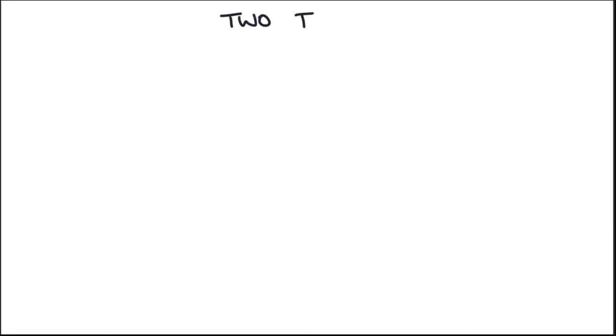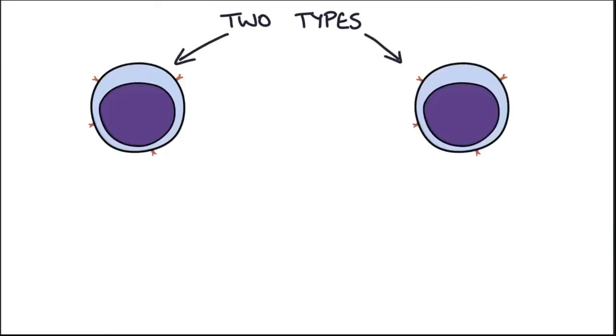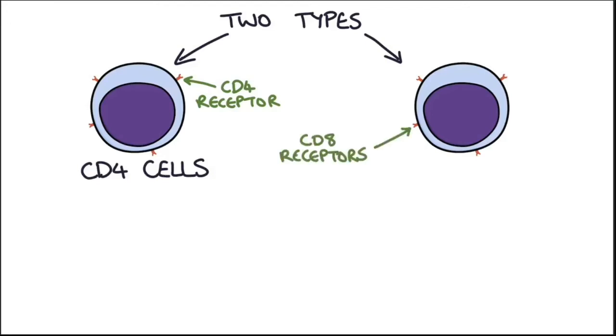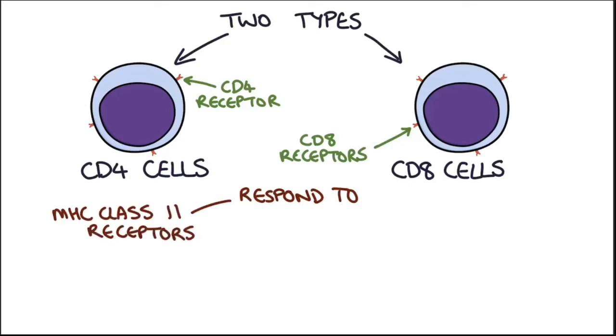So T cells fall into two categories based on the type of receptors that they display. The T cells that display CD4 receptors are called CD4 cells, and the T cells that display the CD8 receptors are called CD8 cells. And importantly, CD4 cells respond to MHC class II receptors on other cells of the body, and the CD8 cells respond to MHC class I receptors on other cells. And this is important to remember and will become a lot clearer over time as we go through some of the other details of the specific immune system.